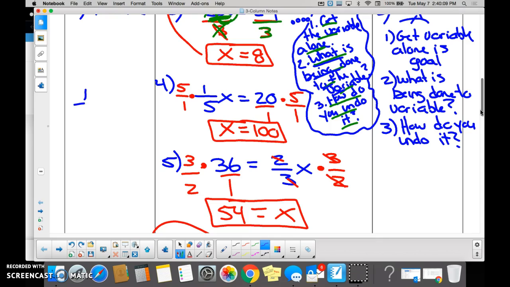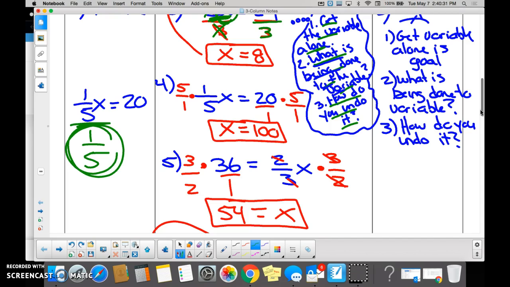Division. But if this is my problem, 1/5 x equals 20, this is multiplication. How do you undo multiplication? You divide. But then when you divide by a fraction, you say, when dividing by a fraction... So this is the second fraction that we have to flip, right? So we took 1/5 and we actually wrote 5/1, and because properties of equality state whatever you do to one side, you must do to the other, we multiply this by 5/1, right?